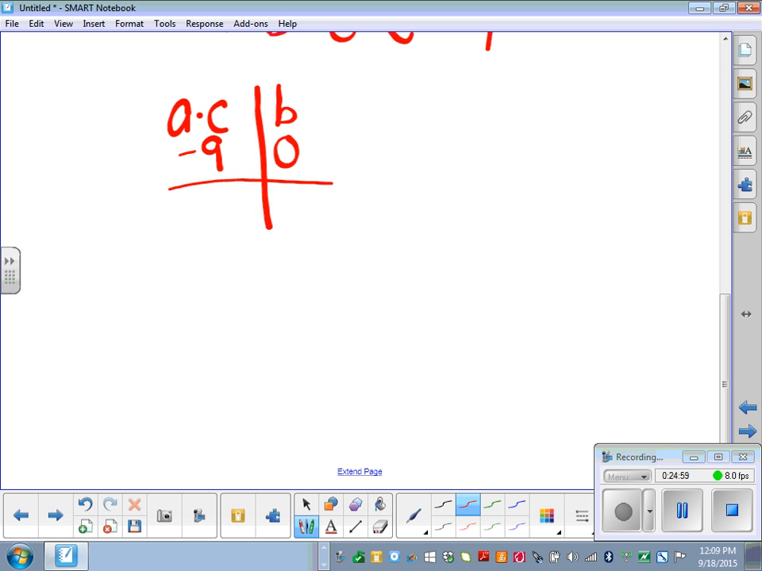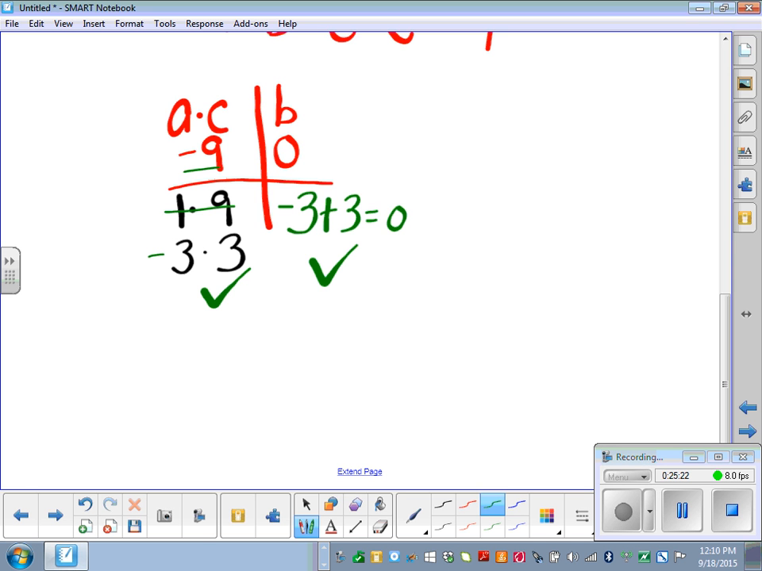So factors of 9 are 1 times 9, 3 times 3. And then which ones could possibly add up to be 0? Those could not add up to be 0, but 3 and negative 3 could. And it works in both cases. Negative 3 times positive 3 is negative 9. And then negative 3 plus 3 is 0. So we know it works in both cases. So our factors are negative 3 and positive 3.